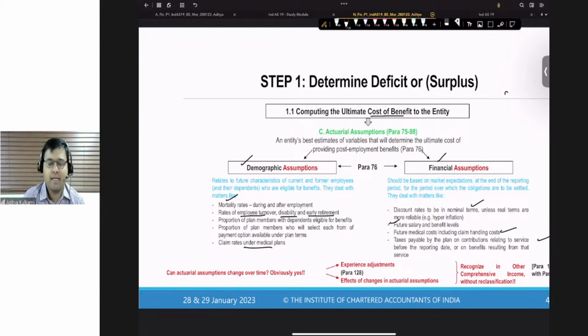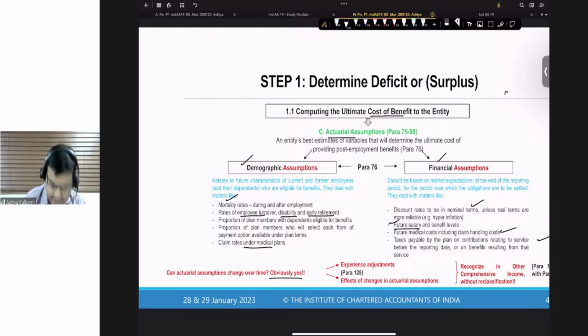The question is, can these actuarial assumptions change over time? Obviously they can. It's an assumption, it's not reality. It can change. For instance, you have assumed that the salary is 10 lakhs after 30 years. But over the time, you are happy with the performance. You will give him a raise. You will then see that at the end of the tenure, instead of 10 lakhs, he becomes entitled to 12 lakhs. So that is a change in the future salary. Future salary is an actuarial assumption. So actuarial assumption can change over time.